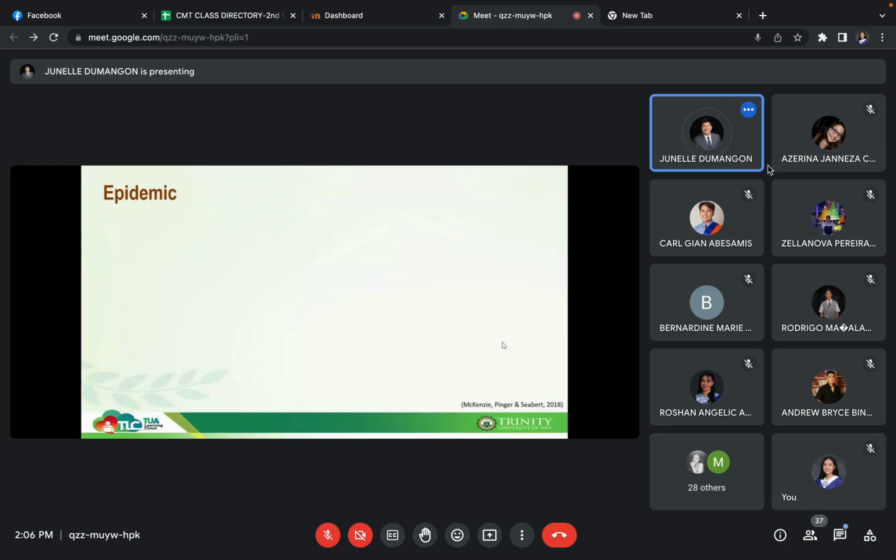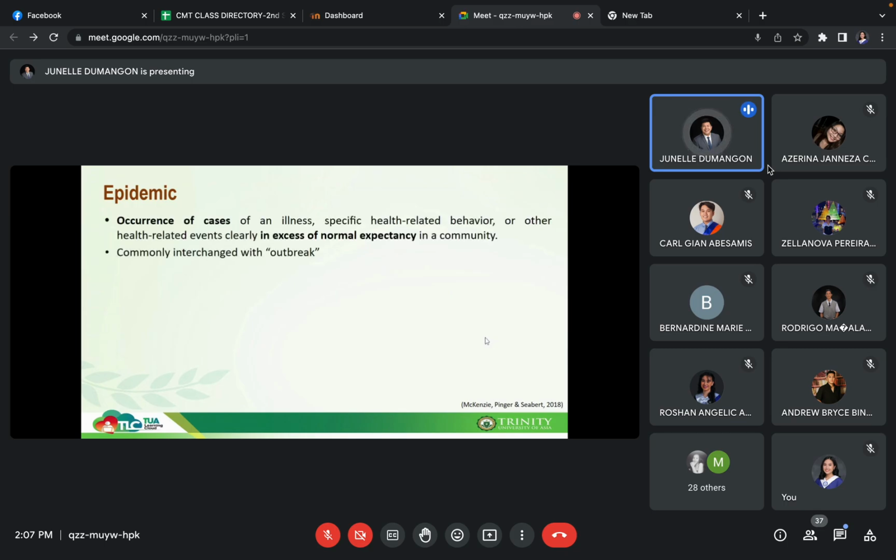Diba? So, epidemic, we've already studied this in the introduction. An epidemic is an occurrence of cases in excess of normal. Diba? It is a sudden increase in the number of cases of a certain disease. Now, epidemic can also be used interchangeably with outbreak. But an outbreak is usually an epidemic in a localized area. Okay, in a localized area. So, pwedeng in a barangay, in a certain street, in a subdivision. Yeah, pwedeng yun ang outbreak in a localized area only.